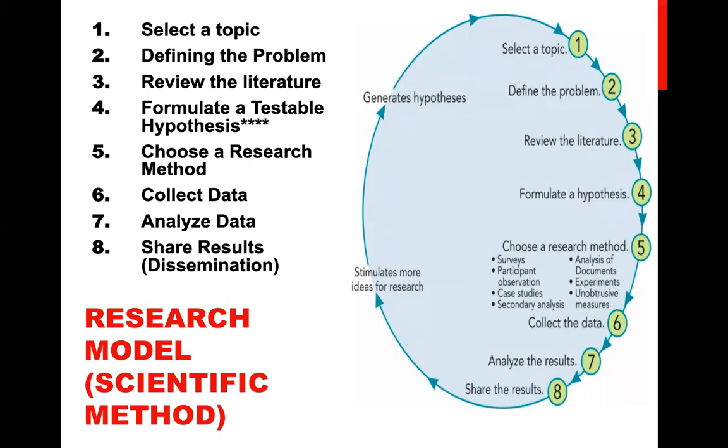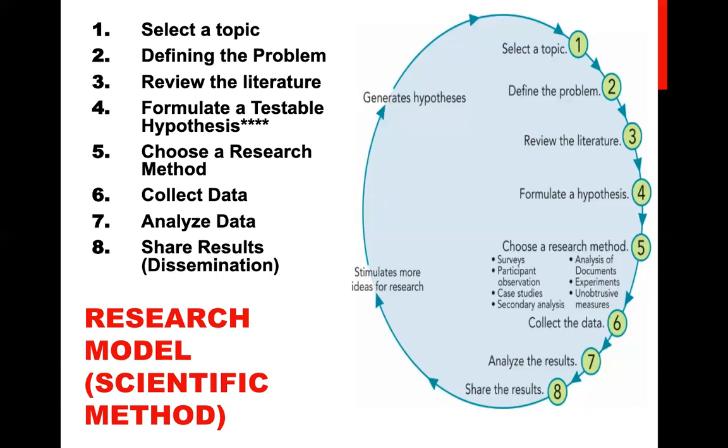I'm going to try to only really focus on the steps that your book goes over, so I don't overload you with material. But step one is selecting a topic, 2, define the problem, 3, review the literature, 4, formulate a hypothesis, 5, choose a research method, 6, collect the data, 7, analyze the results, 8, share the results, and by doing so, you stimulate more ideas for research, or you encourage people to replicate your study, and that generates new hypotheses, and then this starts the process all over again for you and or other researchers.